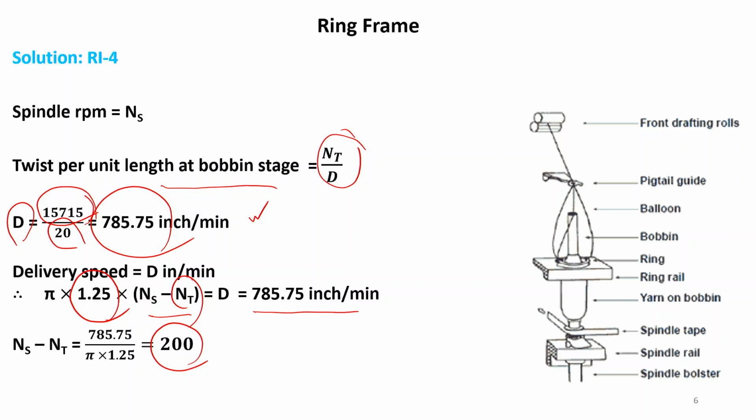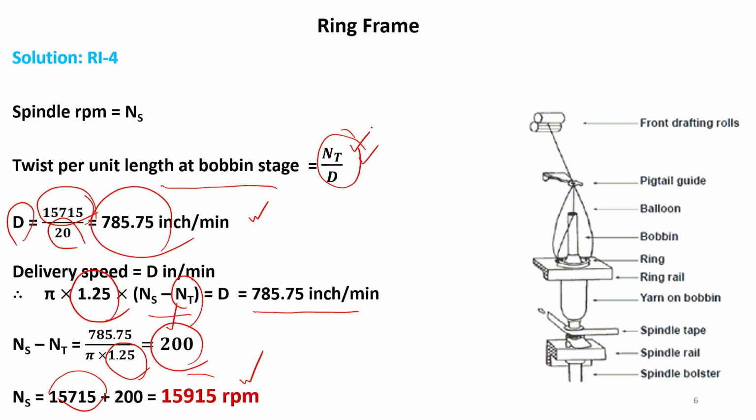So, 785.75 divided by pi multiplied by the bobbin diameter at that time. So, Ns minus Nt is 200, that means the traveler speed is a little, 200 RPM, lower than the spindle speed at that bobbin diameter. So, spindle speed is calculated. Traveler speed was already calculated earlier, so we can get the spindle speed, 15,915 RPM. Here the main issue is that we have got the twist per unit length at the bobbin stage, so that we have assumed, we have taken Nt by Vd.